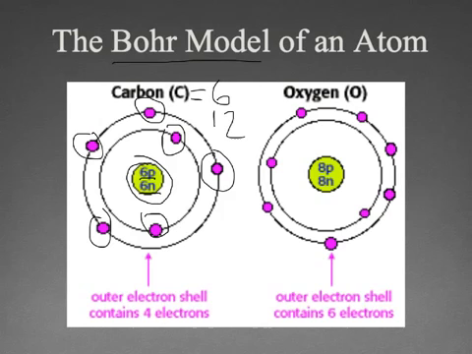Similarly, oxygen, which has 8 protons and 8 electrons, here the first 2 are going to go in the first ring, but now in the second ring we're going to have 6 to bring us up to 8.